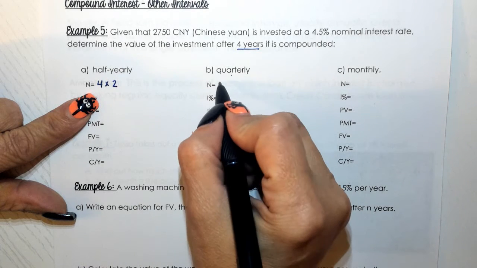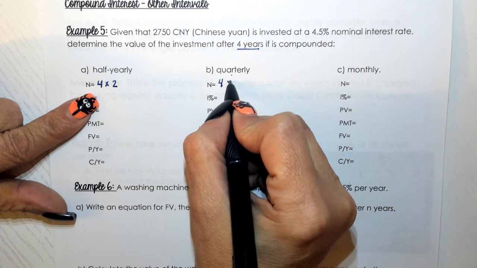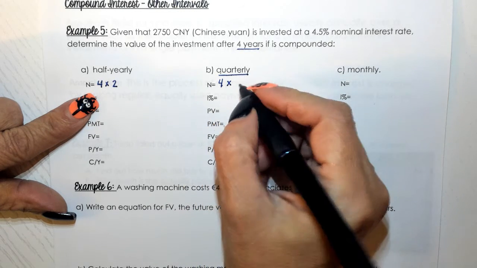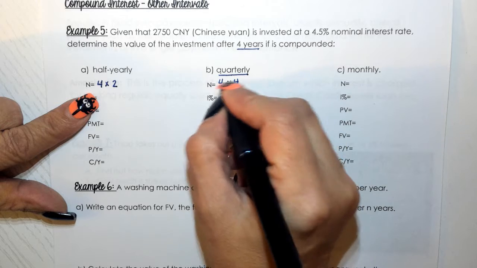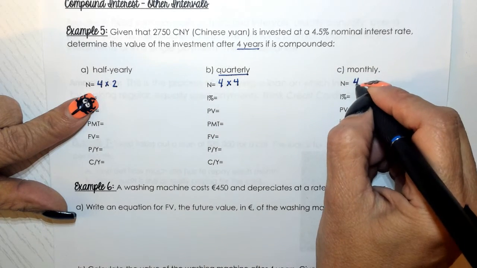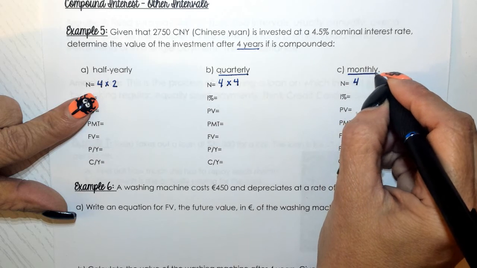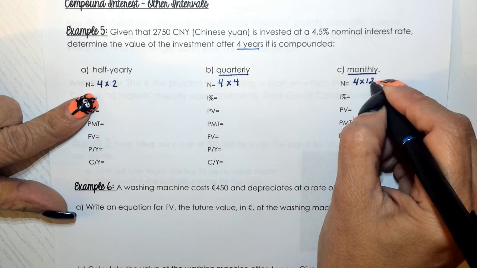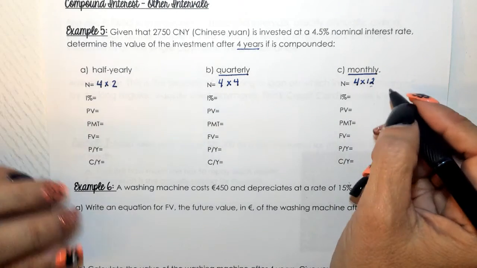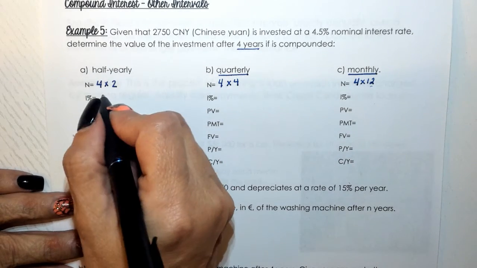This one would be over 4 years, but this time it's going to be quarterly. There's 4 quarters in a year, so we would multiply that by 4 to get the number of times it's going to do it. And this one, if we were doing it monthly, this would be 12 times 4 over 4 years. Okay? So it's going to be a lot bigger. The interest rate is the same on each of these.